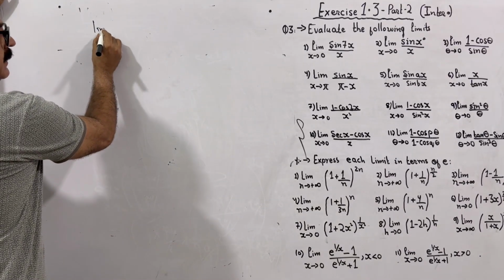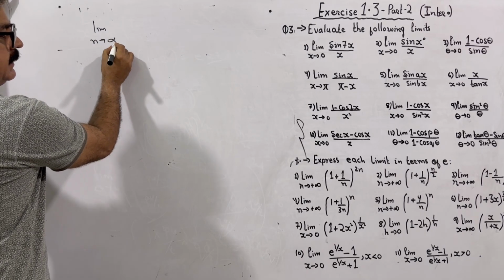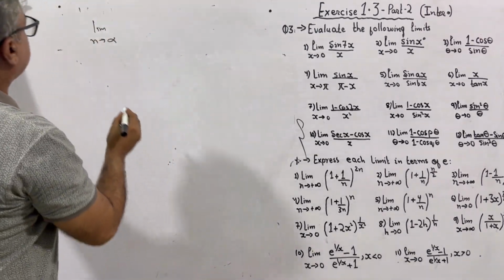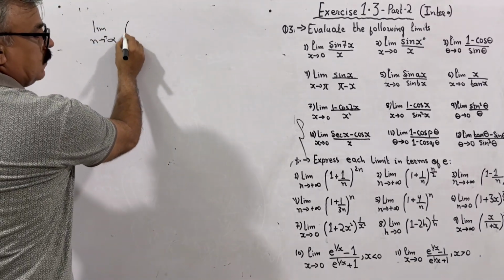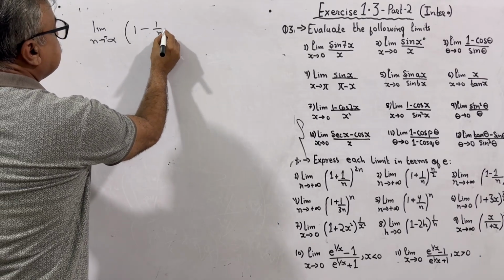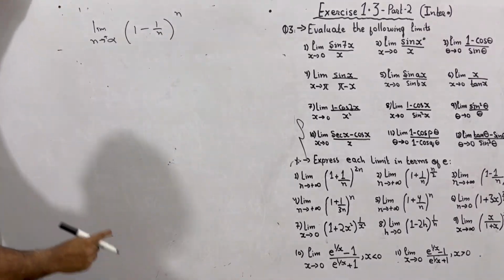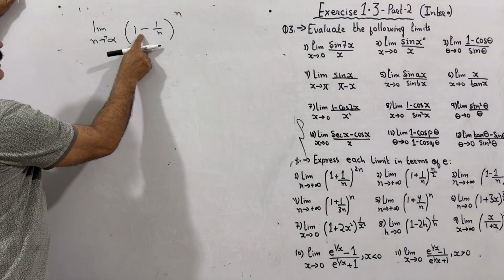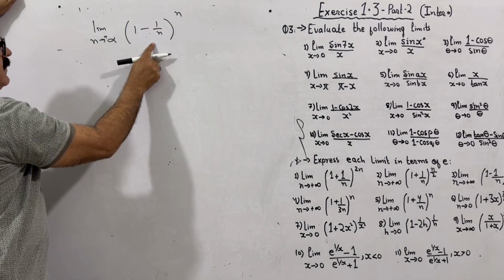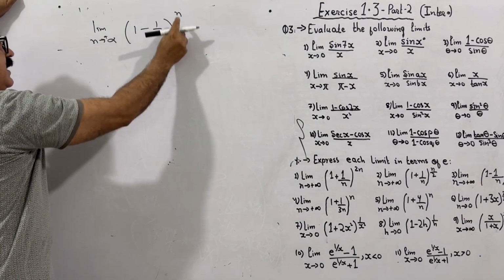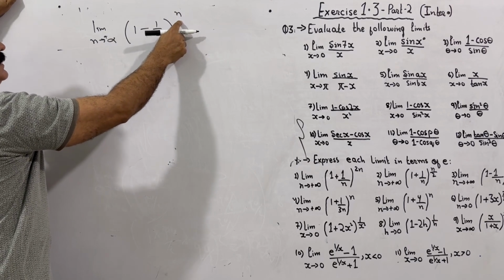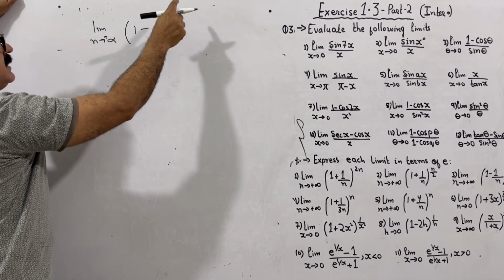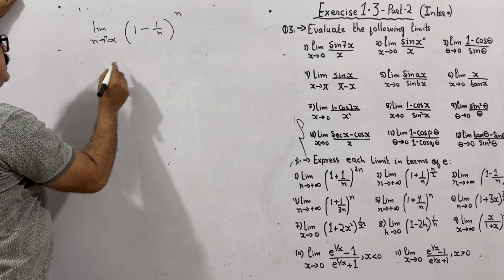Question number 3: limit as n tends to positive or negative infinity of (1 minus 1 over n) raised to n. Look at this, there is a negative sign, minus 1 over n. We need negative n over 1. There is a deficiency of minus, so we compensate for this.